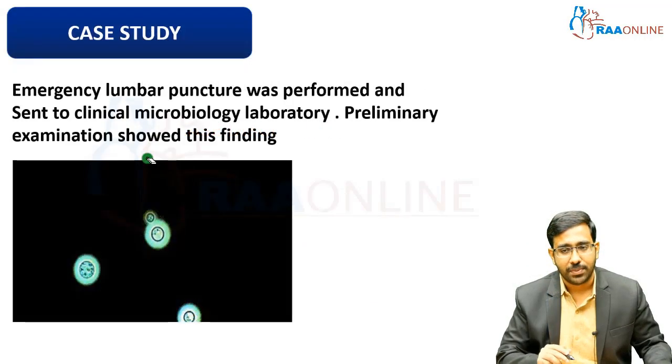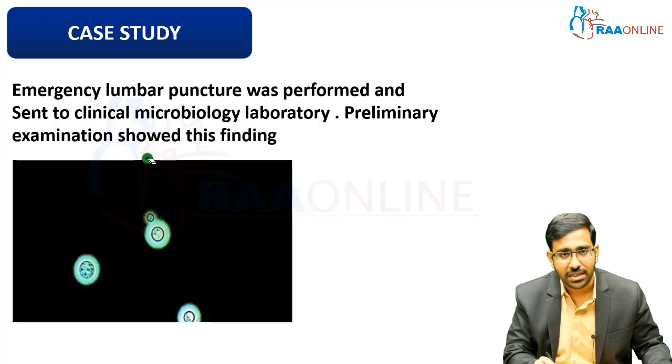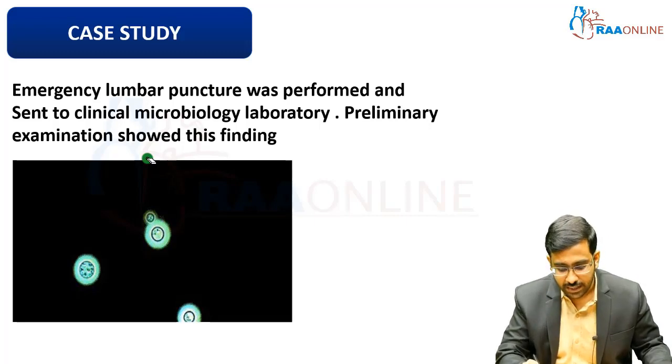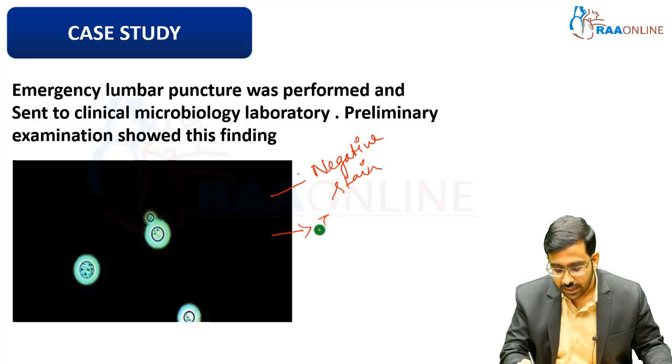Lumbar puncture has been performed for this patient and the sample was sent to the clinical microbiology lab, and the preliminary examination showed the following findings. So what are you able to see here? It is going to be an example for the negative staining method. The stain which is going to be used is our India ink or nigrosin stain.